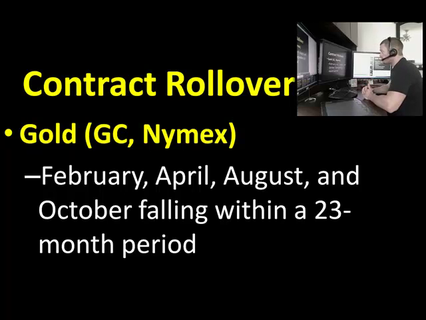Now talking about gold here, this is going to be not every month, not every other month, but a 5-month cycle, right? 5 times per year. Okay, so February, April, August, and October. Now what happens is this will change from one year to the next because it's working on a 23-month period. All right, guys, it's a little bit complicated, but again, watch the volume, right? That makes it so much easier.